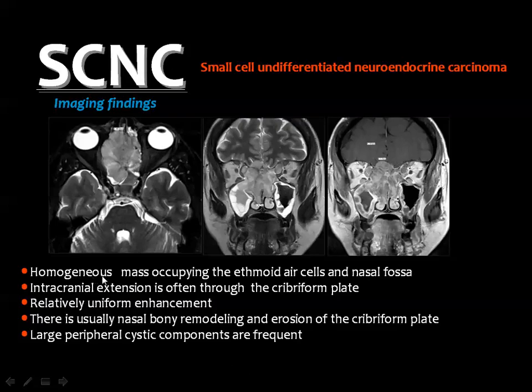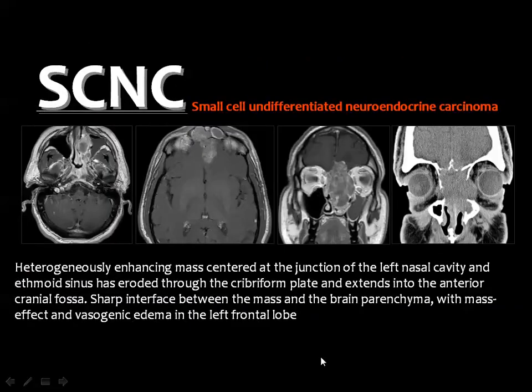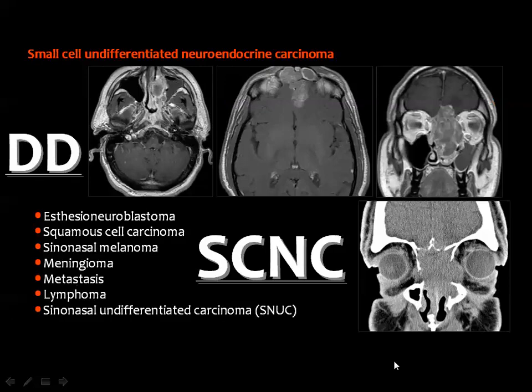This mass may show homogeneous signal intensity. It may infiltrate the ethmoidal air cells and the nasal fossa. Also may extend through the cribriform plate of ethmoids. So it can be differentiated from esthesioneuroblastoma, olfactory neuroblastoma, and of course sinus carcinoma and infiltrating meningioma of the anterior skull base. There is usually bone remodeling and erosion of the cribriform plate of ethmoids, and peripheral cystic components are frequent. And you remember this is one of the criteria of olfactory neuroblastoma, which can also be seen here in this neuroendocrine carcinoma. Then you may feel that this tumor has many of the criteria of the olfactory neuroblastoma, and the differential diagnosis of this mass will include this particular tumor.